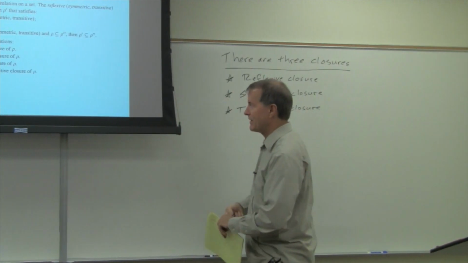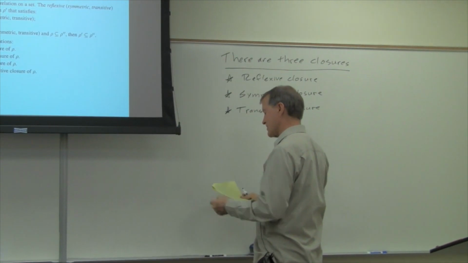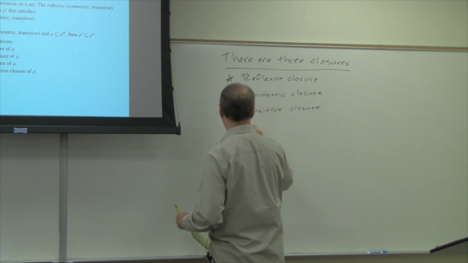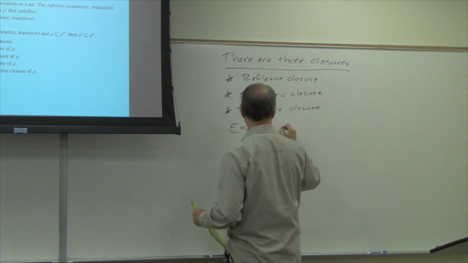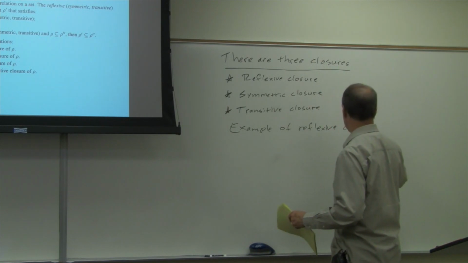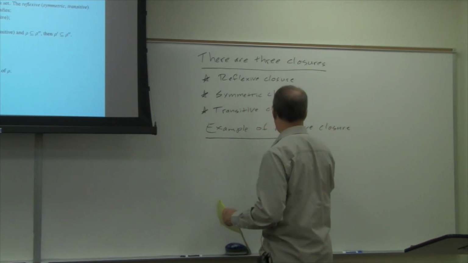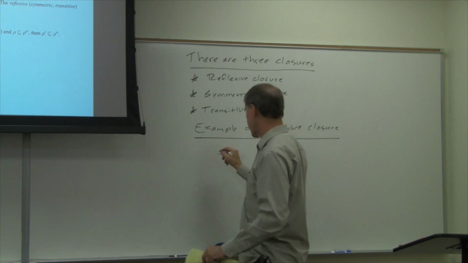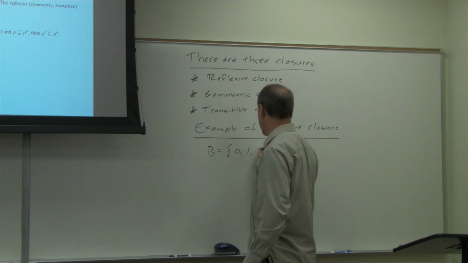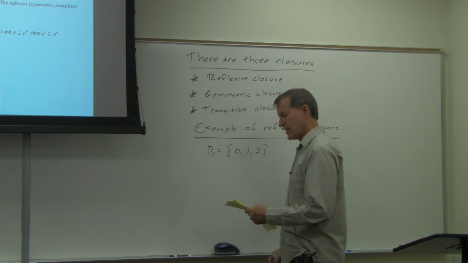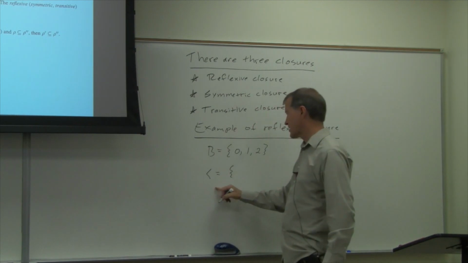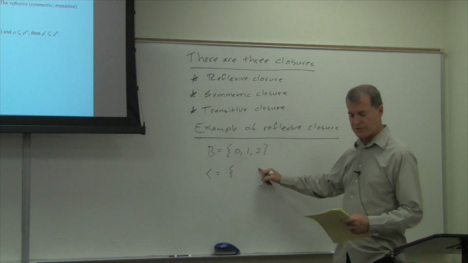What does all this stuff mean? Okay? It means this. I'm going to give you an example of reflexive closure. Okay, now let's suppose that we have the set B, and it's 0, 1, 2. All right? And let's take our old friend, the less than relation. What is the less than relation over B cross B, where B is 0, 1, 2?